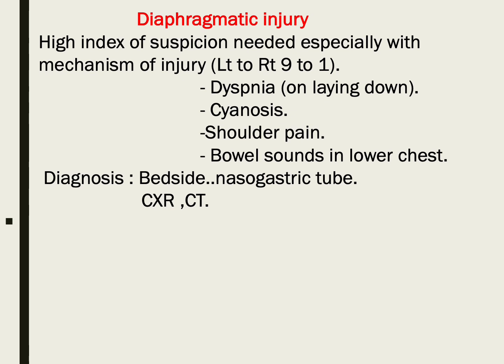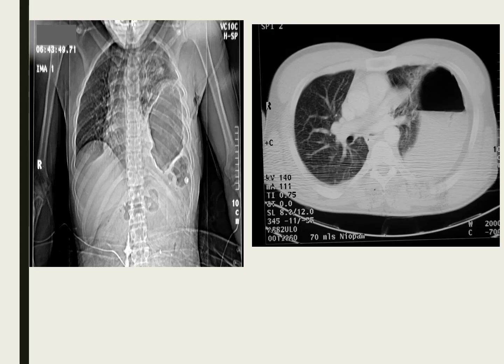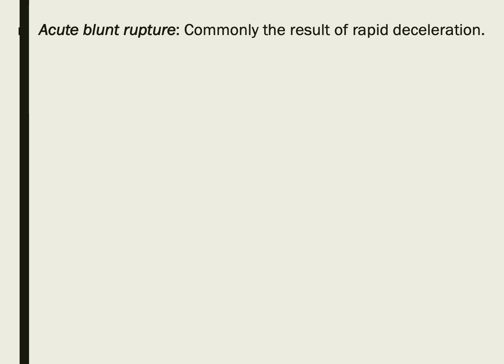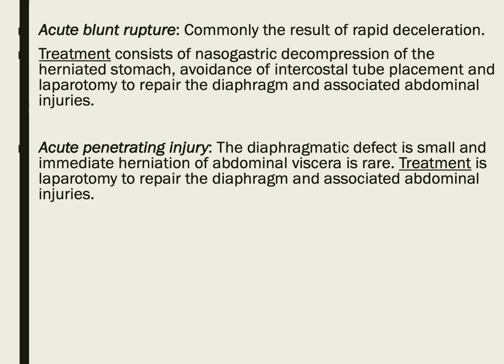So for diagnosis, if you insert a nasogastric tube and then do a chest x-ray, you can find the tube in the chest, and you can also do a chest x-ray or a CT scan to ensure there is no diaphragmatic rupture. So this is a CT scan or chest x-ray showing the content of the abdomen inside the chest, and that's also the stomach inside the chest. So usually it results from rapid deceleration.